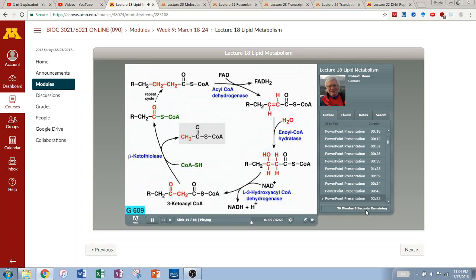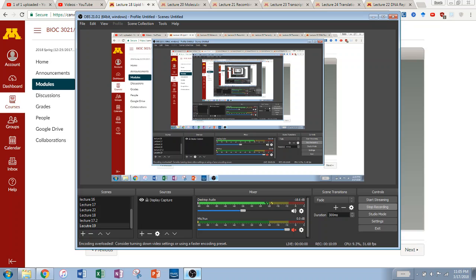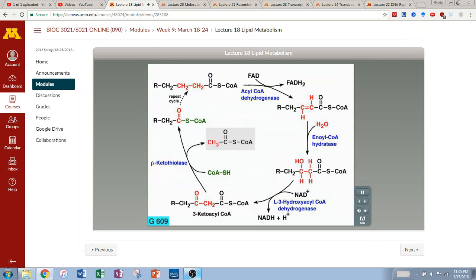The final step in the cycle is catalyzed by beta-ketothiolase. In this reaction, a CoA molecule, coded in green, attacks the beta carbon of the fatty acyl-CoA. The fatty acyl-CoA loses 2 carbons, which are released as acetyl-CoA. The thiolytic cleavage is facilitated by the presence of the carbonyl group on the beta carbon of the acyl-CoA. That beta carbon becomes the site of attachment of the incoming CoA molecule to the shortened fatty acyl-CoA.